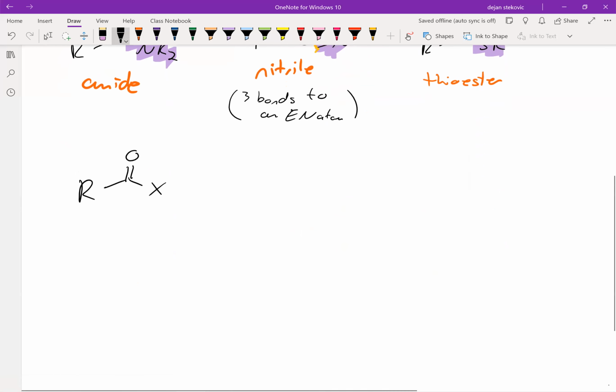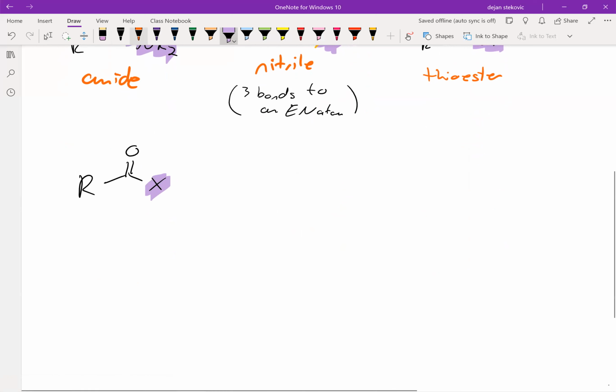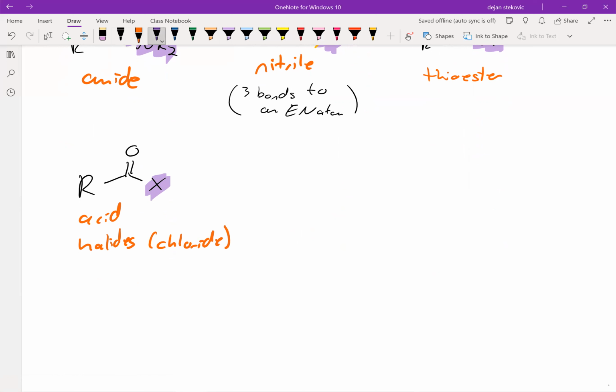And then one of my favorites, we can have acid halides. And generally the chloride is more common. So this X can be a Cl or a Br, but the Cl is much more common. Acid halides are really cool because they're the most reactive, so you can use them to make all kinds of different things.